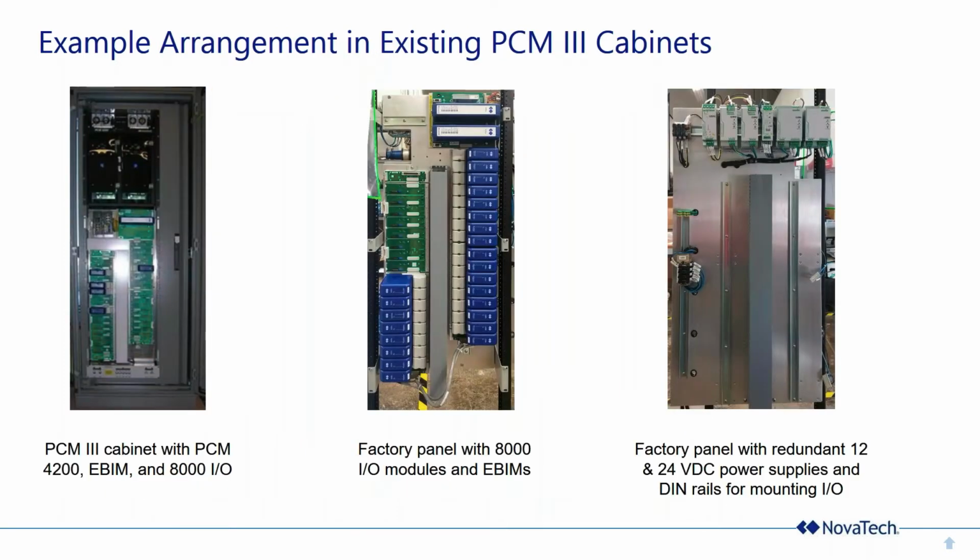PCM3 cabinet, swing frame design, for those of you who have it. The one picture on the left is the door closed in the front of the swing frame. We've got PCM 4200 mounted there. We've got an E-BIM carrier. We've got some IO. The two pictures to the right were taken in the factory while we're assembling and testing panels that were destined to go into a PCM3 cabinet. The one on the left has the E-BIMs at top, and the one on the right has 12 and 24 volt redundant power supplies.